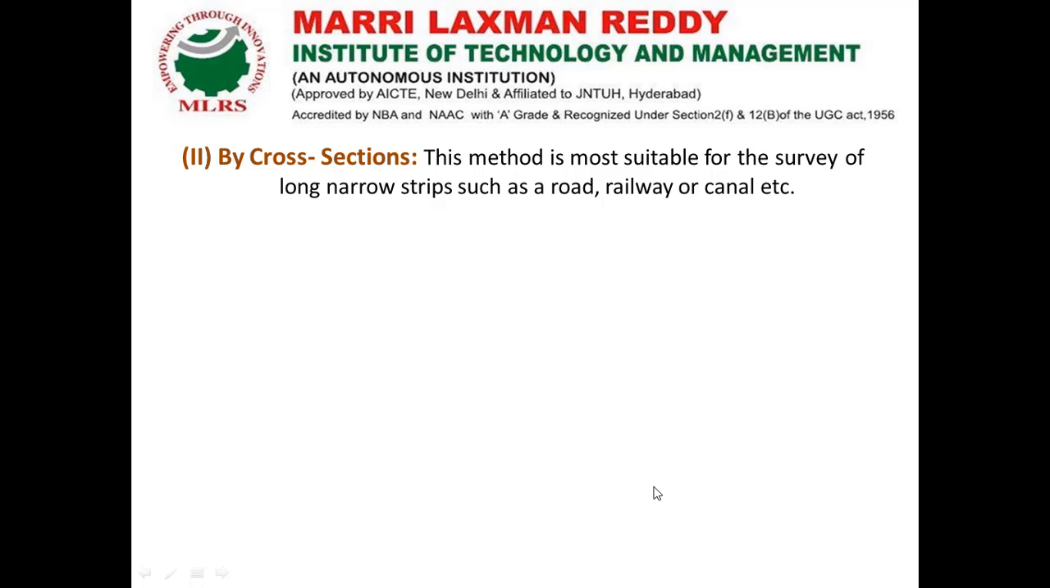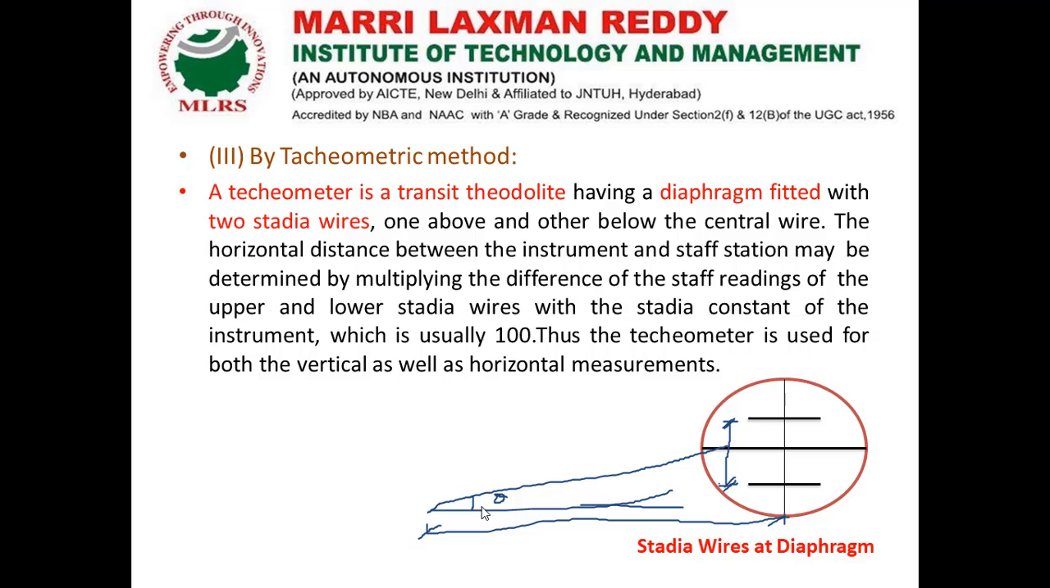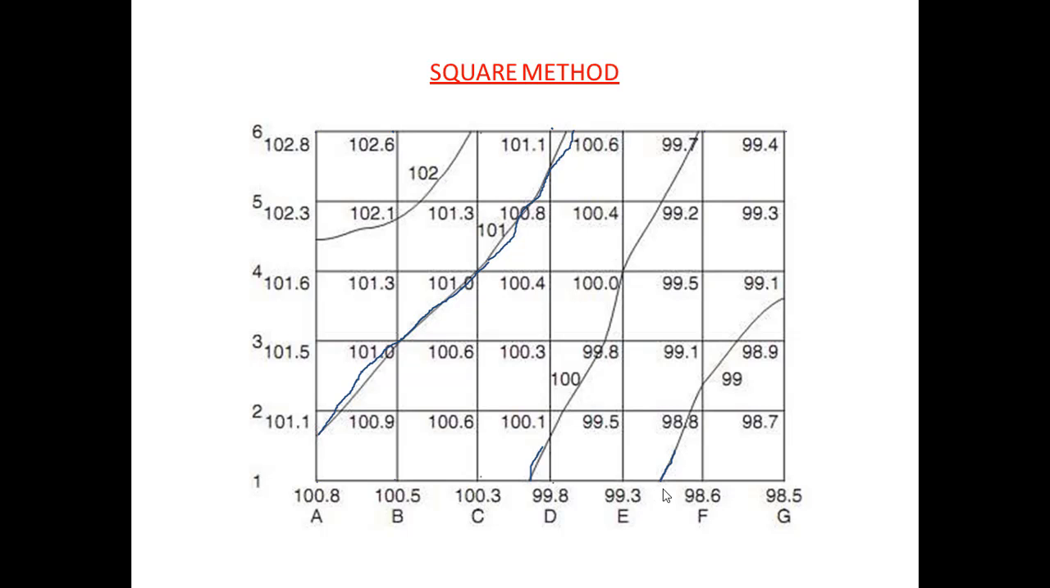There are three methods of interpolation available: first by estimation, second by arithmetic calculation, and third by graphical method. Here, whatever is shown now is called graphical. By assumption we can also take it, but estimation and arithmetic calculation will give somewhat better accuracy in the position of the contour.